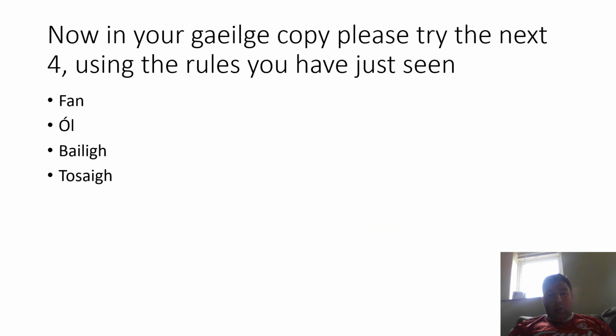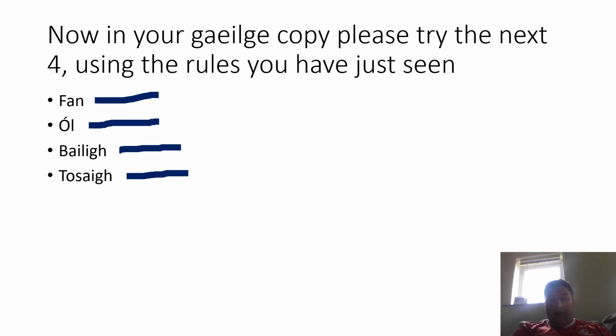All right. Now what I want you to do is, in your Gaeilge copy, we're going to use these four verbs, and you're going to try and put them into the Modh choinníollach for each of them. So first of all, you can look back on this really slowly, pause it, look at the rules, screen grab them, or write them into the back of your copy, because I think it's important that you have the rules in front of you, or you have a good grasp of them before you go attacking these. All right. So fan, ól, bailigh, tosaigh.